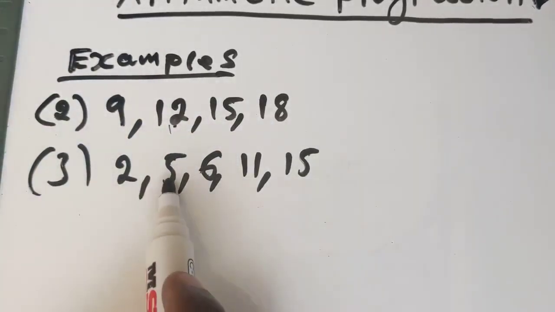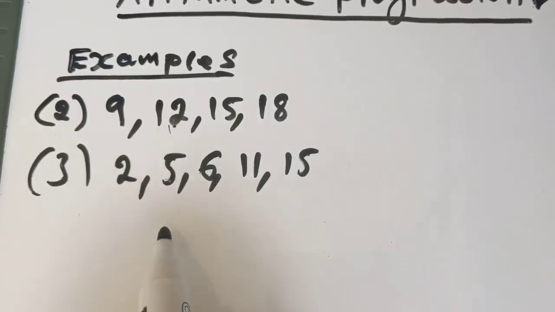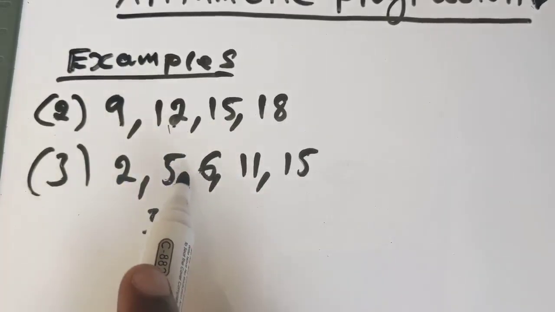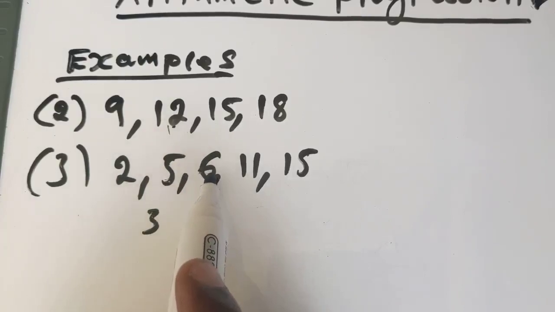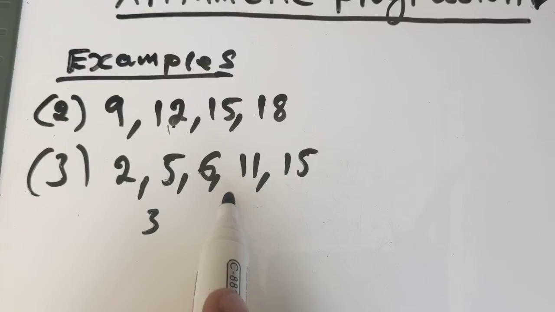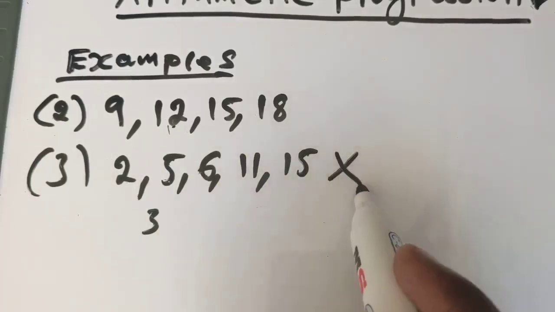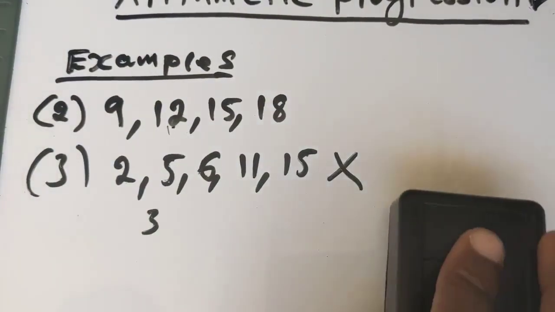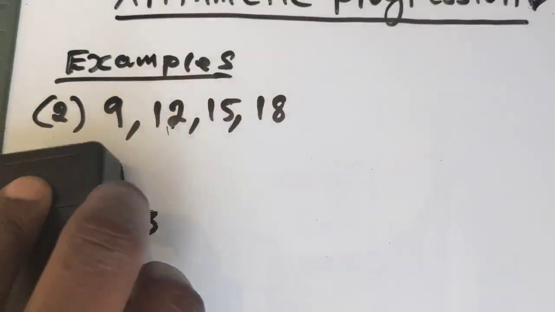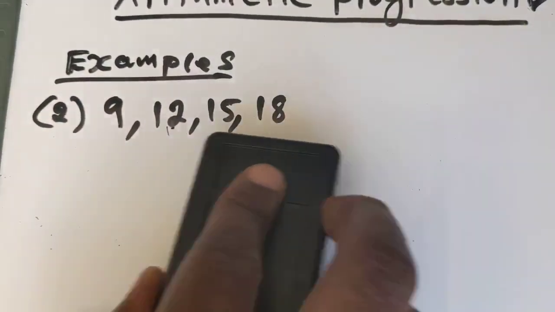So now let's try to find the difference here. 5 minus 2, that is 3. So now if they add 3, they are getting 5 here. But if they add 3, are we going to get 6 here? No, we're not going to get 6. So this is not an arithmetic progression. Okay? So that is how you can tell.